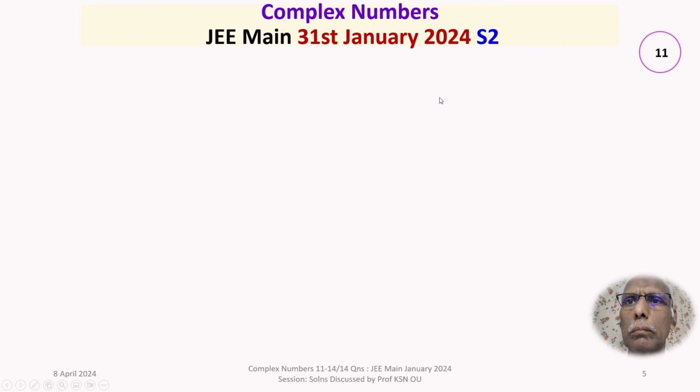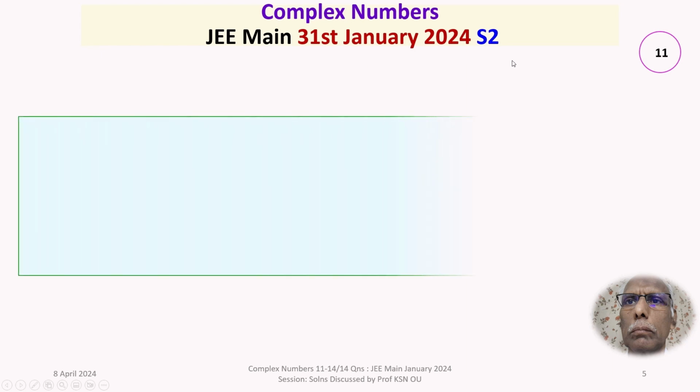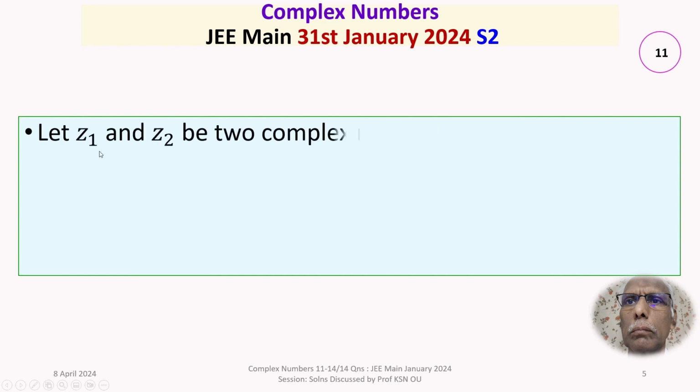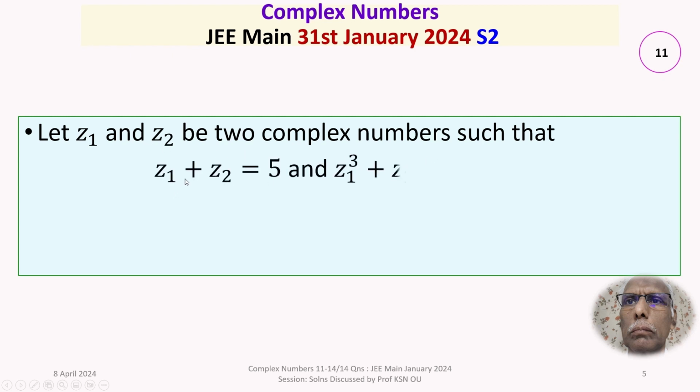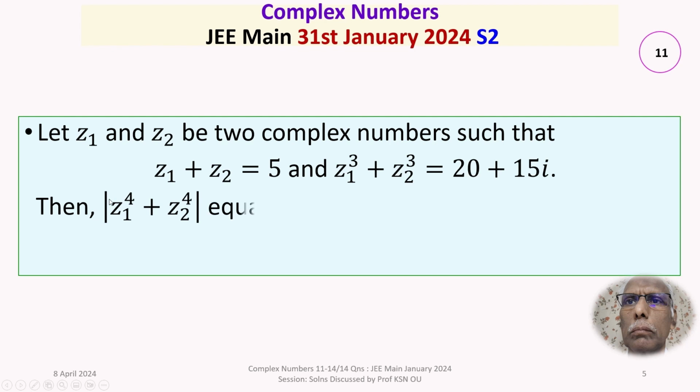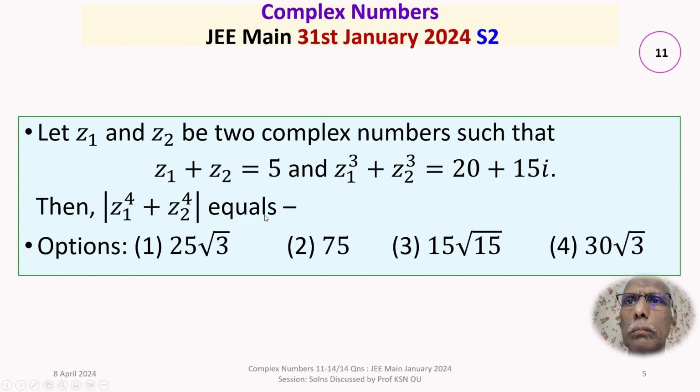This question has appeared in the JEE Main exam held on 31st January 2024 in the second shift. The given question is, let Z1 and Z2 be two complex numbers such that Z1 plus Z2 is equal to 5 and Z1 cube plus Z2 cube is equal to 20 plus 15i, then modulus of Z1 to the power of 4 plus Z2 to the power of 4 equals, we are given 4 options.